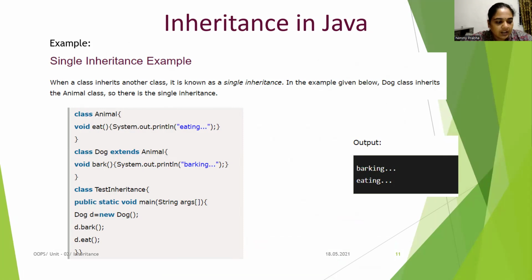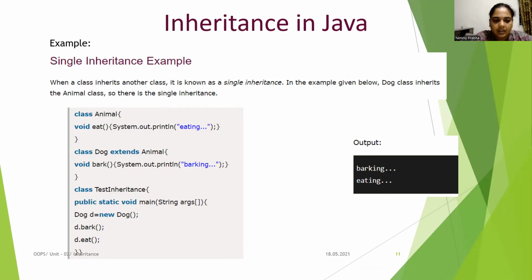So see here, animal is the base class and dog is the child class or extended class. In animal, one method is there, in that one string is there, eating. And next one is dog extends animal. And here one more method is barking. And then next, class test inheritance.